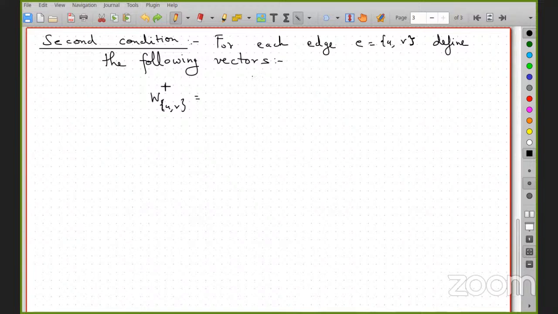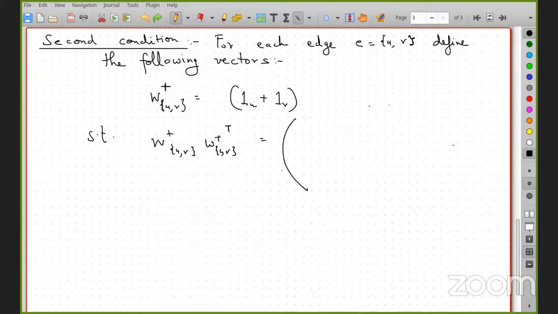So what is this? Okay, so this is the matrix. Sorry, it's not a vector. Right now, the way I draw it, it's a matrix. So the vector is such that now this W_UV plus times W_UV plus transpose is a matrix such that it's UU entry, VV entry. So this is U, this is V, this is U, this is V. This is one, this is one, this is one. Everything else is zero.